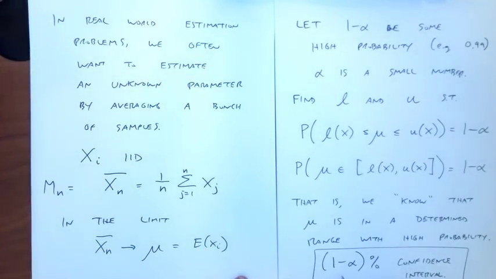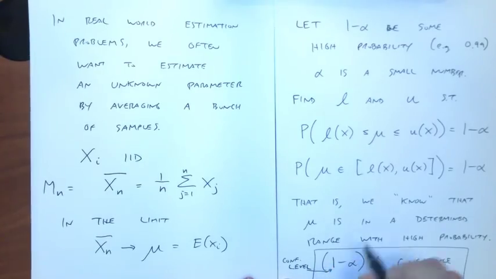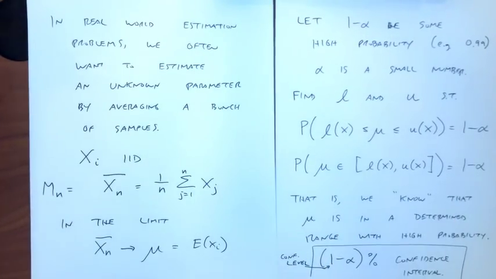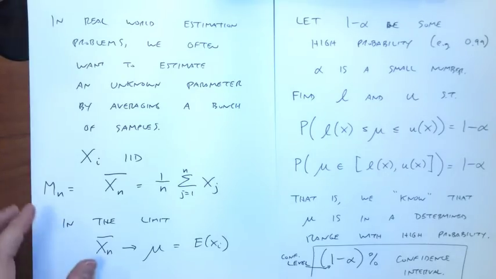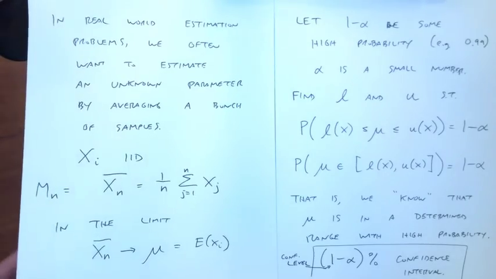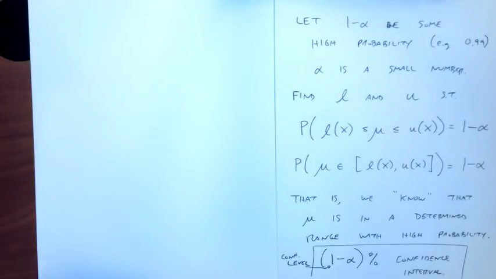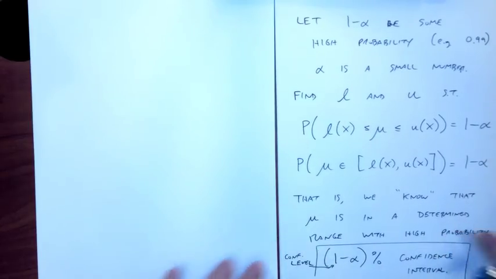So here, 1 minus alpha is called the confidence level. And this bracketed range here is called the confidence interval. So again, this is the same setup and the same idea as before, okay? So let me do, again, working through the machinery.